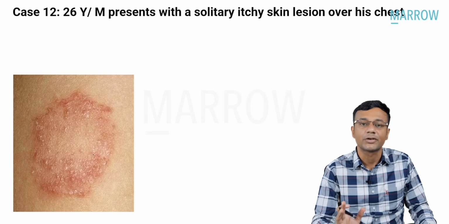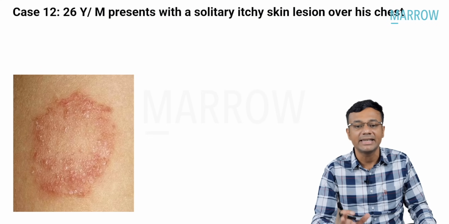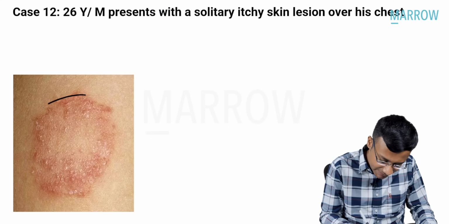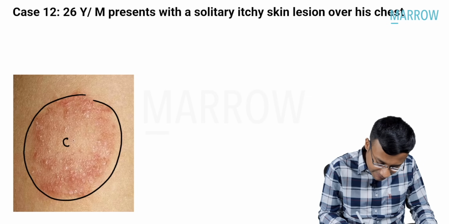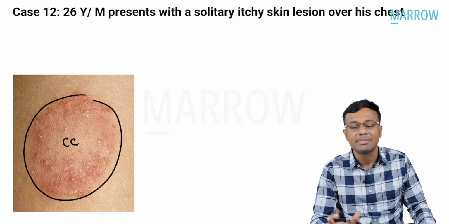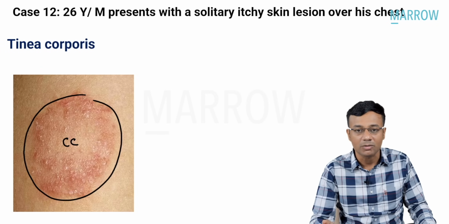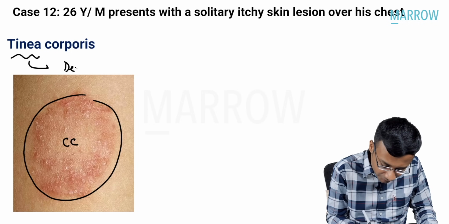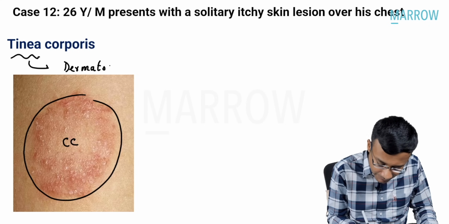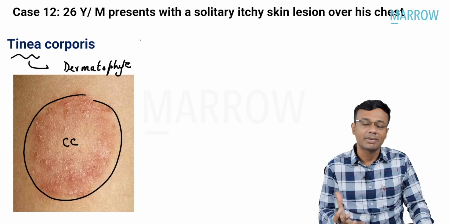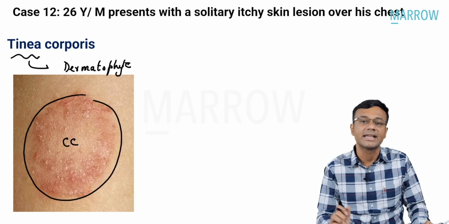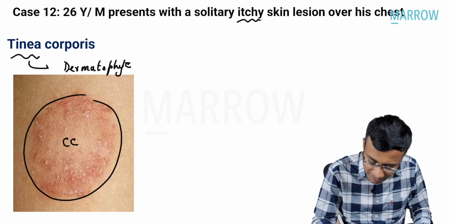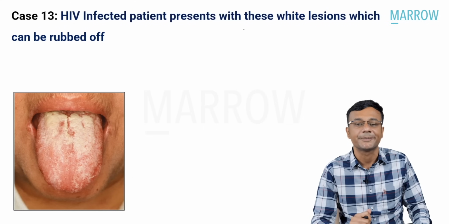The next case is of a 26-year-old male who presents with a solitary itchy skin lesion on the chest. So we see there is an annular plaque, we see the central clearing. With this background, the correct answer has to be tinea corporis. When I say tinea, I'm talking about dermatophyte infection. So you have annular plaque, central clearing, peripheral raised scaly margin, and it is associated with itch as a clinical feature.